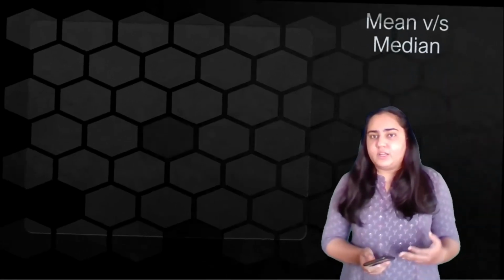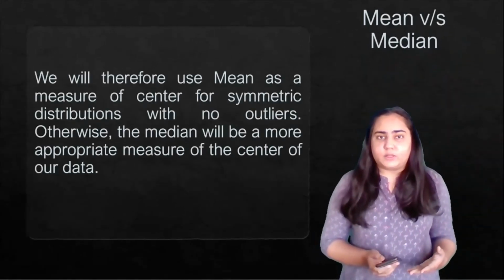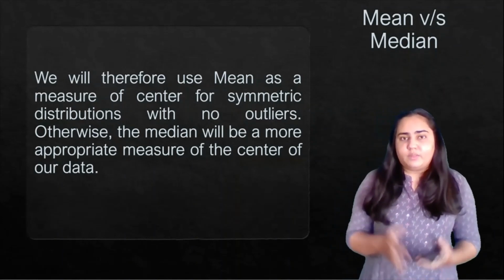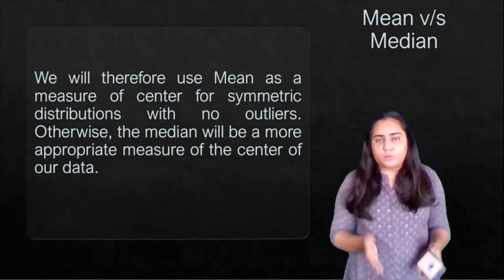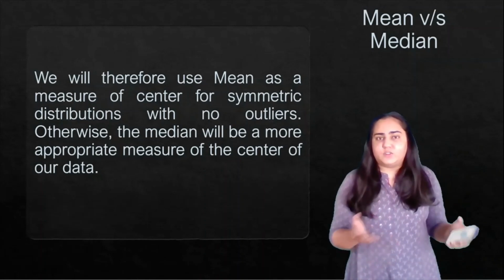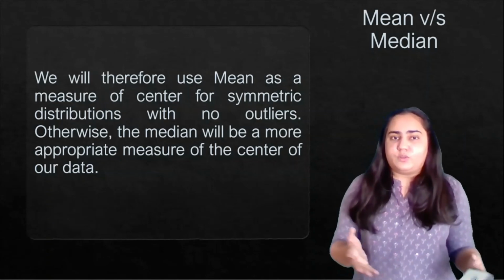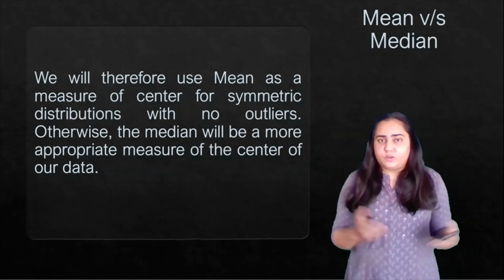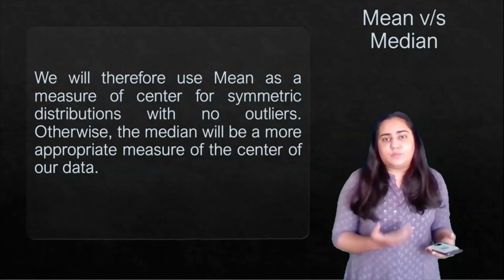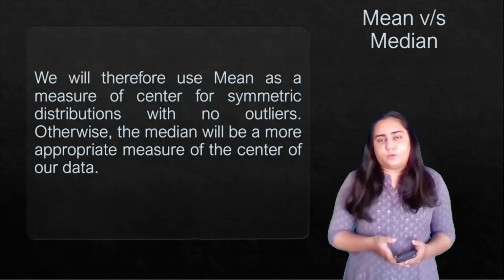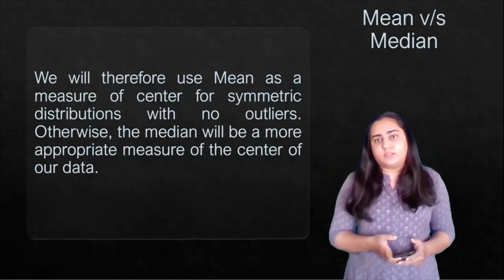So finally, we can conclude from all this that we can use mean as a measure of center when the distribution is symmetric with no outliers. But if you see a histogram where the distribution is not symmetric and there are a lot of outliers, then to measure the center of such a histogram, median will be a more appropriate concept.